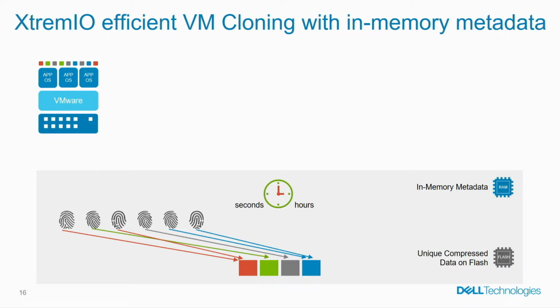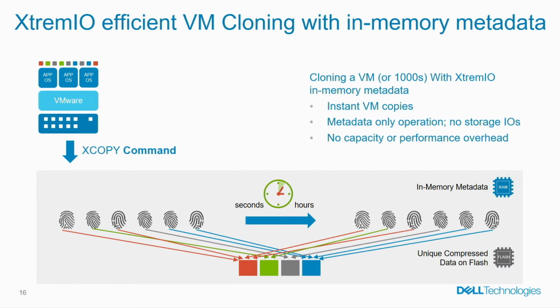And let's see how we've implemented VAAI XCOPY with XtremIO. As I mentioned before, with XtremIO the cloning operation is done in memory. Since all the memory resides in the storage controllers, when we do a cloning, it doesn't matter if we do 1 or 100 or 1,000, they all reside in memory, and this allows us to provide instant VM copies because these are only metadata changes. So no storage IO, capacity or performance overhead is involved in this process. All we do is increase the journals that point to the same metadata. We don't even need to write the data.